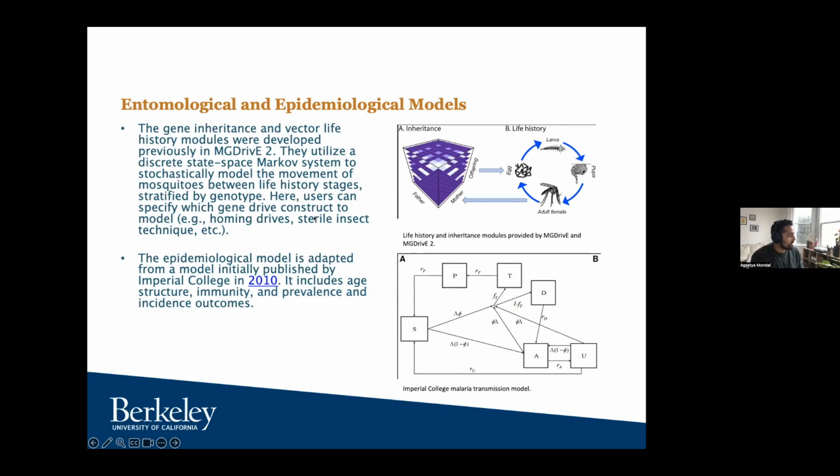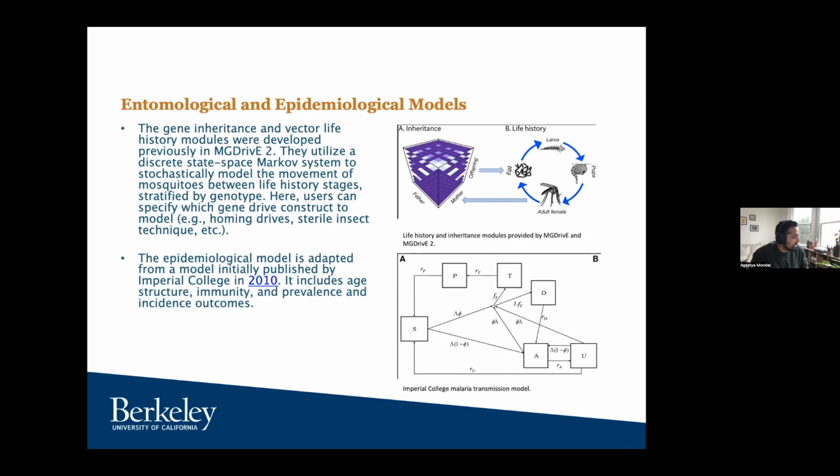So just to talk briefly about the different models we're using here. The gene inheritance and vector life history models were developed previously in MGDrive and MGDrivEv3. Like I said, they utilize the discrete state space Markov system to stochastically model the movement between different life history stages, stratified by genotype. So here the users can specify which gene drive construct to model, whether it's a CRISPR-based homing drive, or something like a suppression drive using sterile insect technique. You can write your own inheritance pattern. So it's all very flexible to what your specific use case can be.